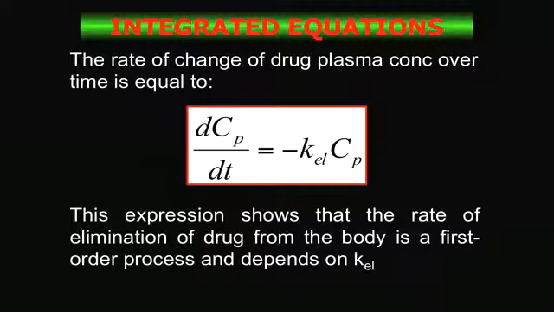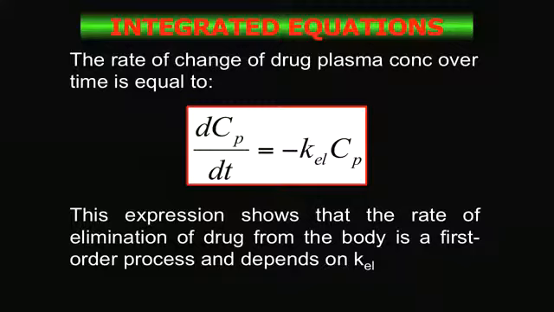So if you start with 100 micrograms per milliliter, the concentration can only get smaller unless you inject more drug in. This expression shows that the rate of elimination from the body is a first order process, and it depends on the elimination constant K sub EL. Those of you who have had a good kinetics background in your introductory chemistry course will recognize this as a first order kinetic relationship.